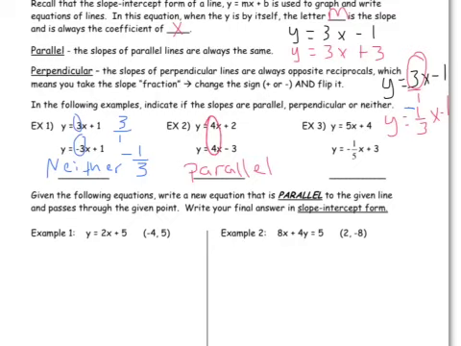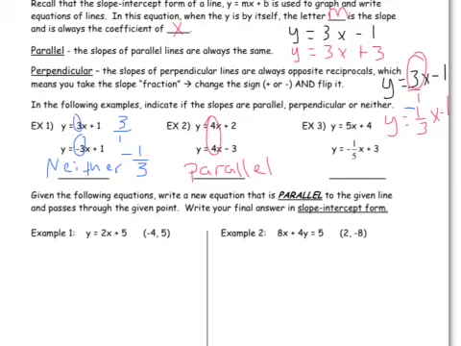Okay, example 3. We're going to look at the slopes to determine if it's parallel, perpendicular, or neither. So this one has a slope of positive 5. This one has a slope of negative 1/5. So they're not the same, so they're not parallel. Now we just have to decide if it's perpendicular or if it's neither.